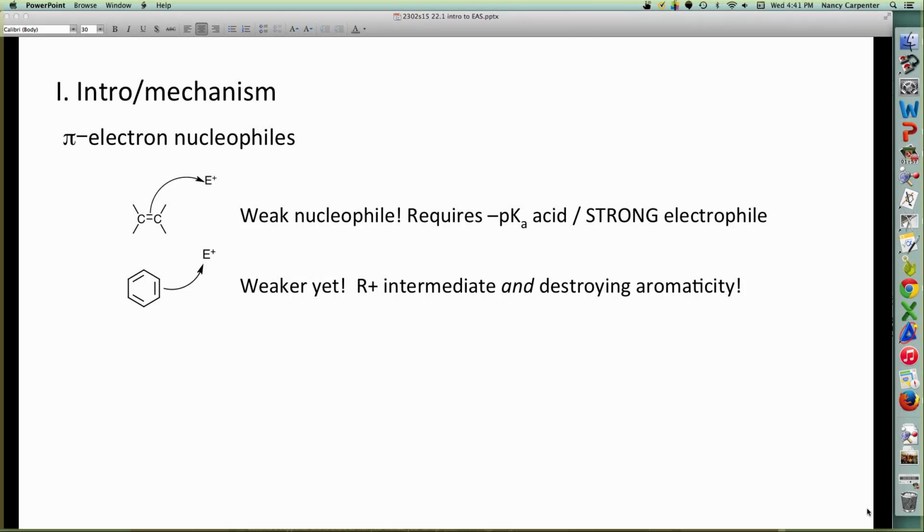And why don't they want to react? Well, as before, we're making a high energy carbocation intermediate. It doesn't want to go, and the reaction doesn't want to go uphill. And the other reason why is because if that pair of pi electrons reaches up and reacts with an electrophile, you destroy the aromaticity of the aromatic ring. So it's got nothing going for it.